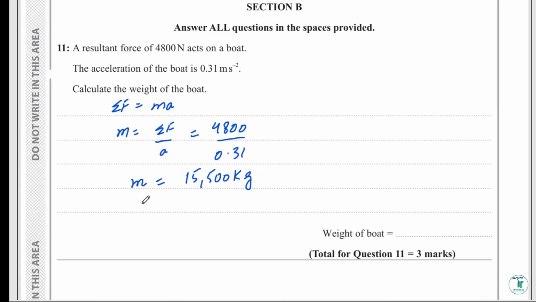After calculating the mass, you can easily get the weight as well, because the weight is m times g. So W comes out to be 15,500 times 9.81. So when you multiply them, the final answer that you would have is 152,000 newtons. So that is how we're going to calculate the weight for this question.